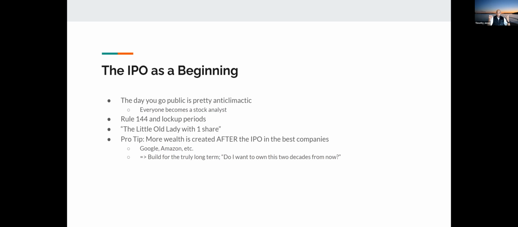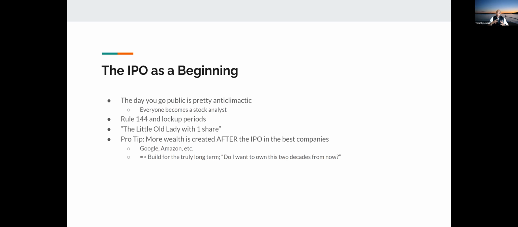But one of the big things I've learned, and a big pro tip here, is that in really good companies, high quality companies, more wealth is created after the IPO than before. So examples, Google, Amazon. Google priced at $85 a share, pre-split, and I think it's up 50x since it went public. And so I think the mentality that's being created in the startup mythology is that the IPO is the end, when in fact, I would argue the IPO is the beginning. If it's a really high quality company, the IPO is the beginning of the real long-term wealth creation.